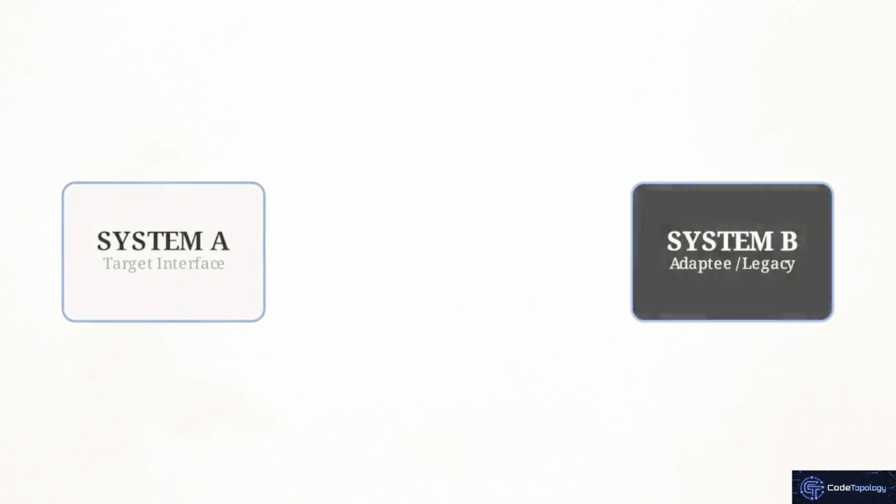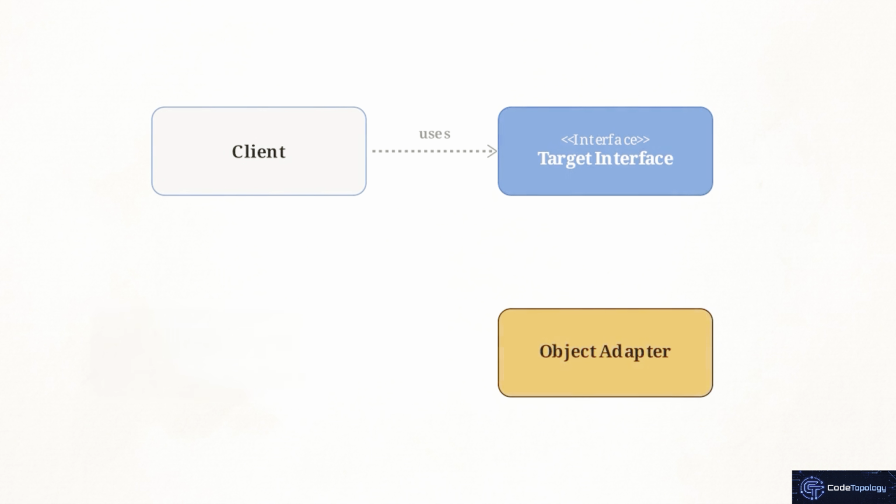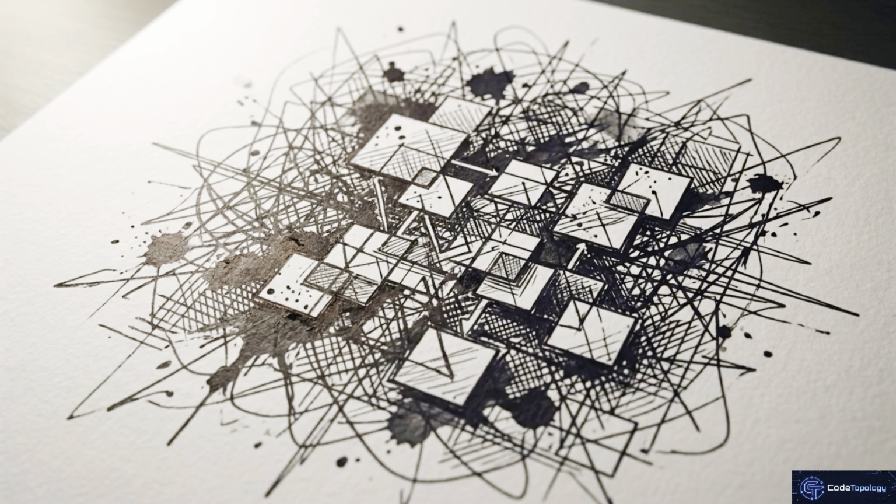The pattern is a bridge between two systems. It allows them to communicate without requiring you to tear down and redesign the original components. At its core, the object adapter pattern converts the interface of a class into another interface the client expects, specifically by using composition. This diagram shows the naive approach.